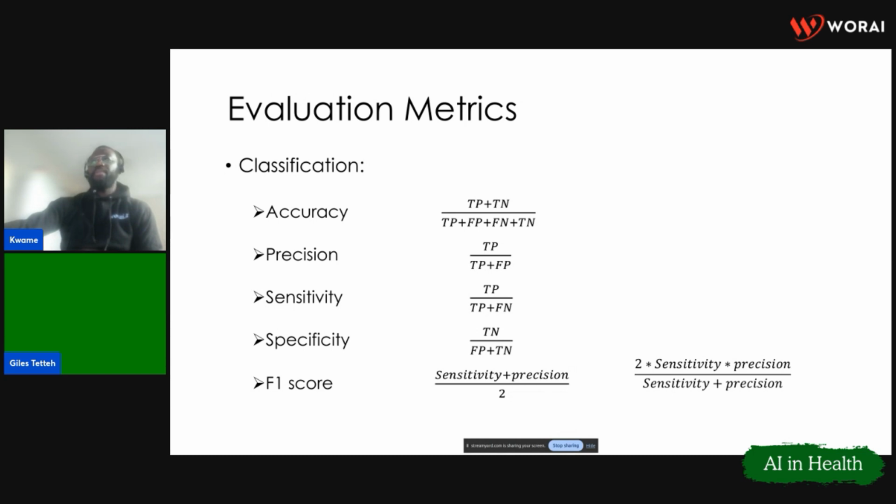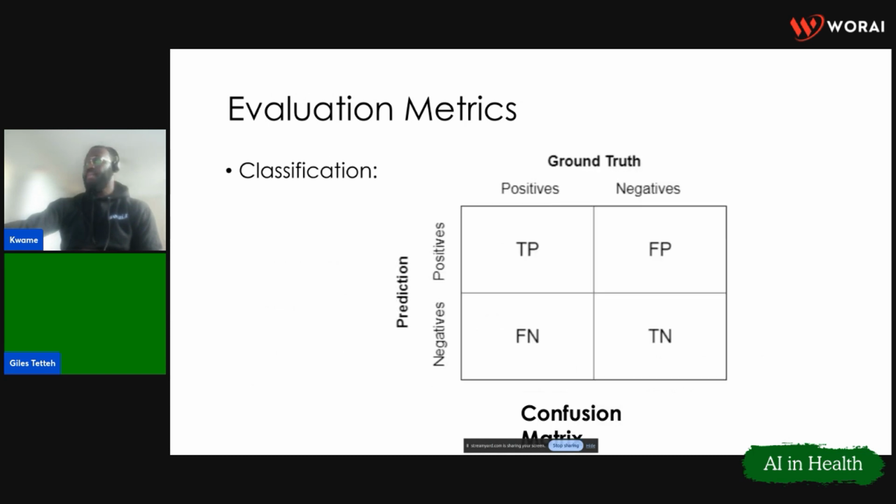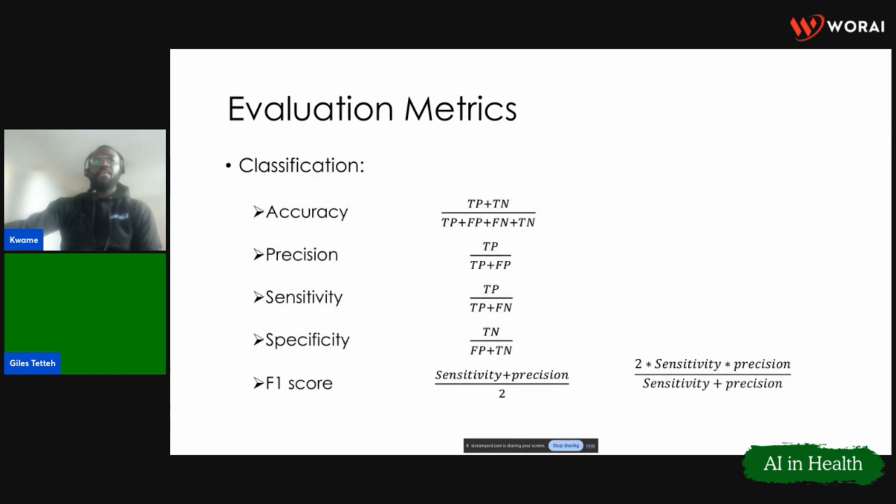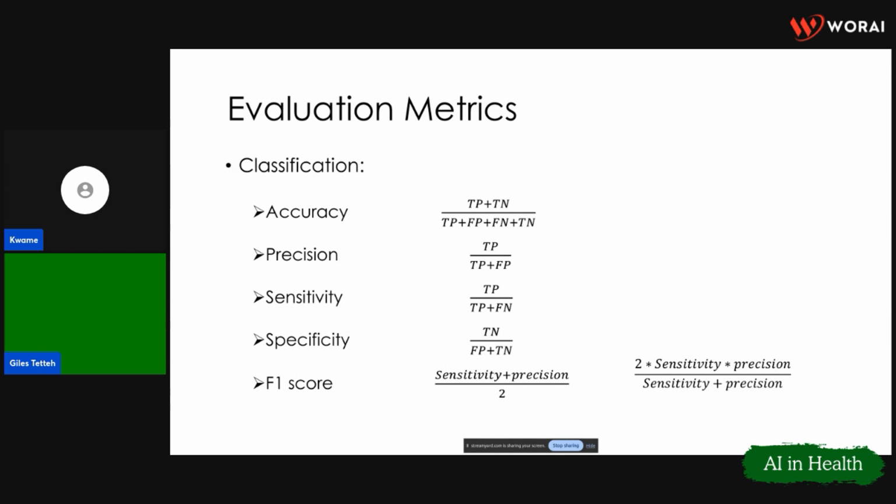Based on this confusion matrix, you can compute these metrics, which are normally used a lot in medicine: sensitivity and specificity. Sensitivity is the ratio of your true positives to your true positives plus your false negatives. Specificity is your true negatives divided by your false positives plus true negatives.